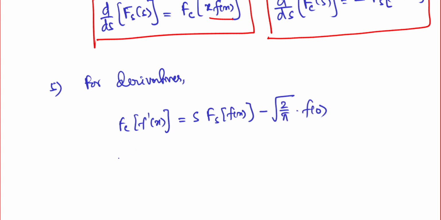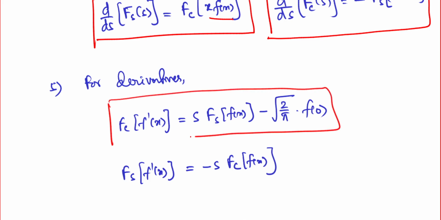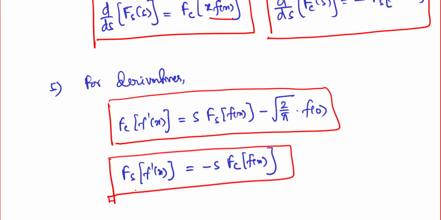Similarly, if you want to find the Fourier sine transform of f dash of x, that is minus s into the Fourier cosine transform of f of x. These two formulas are also very important, and we will be using them often. Make a strong note of them.